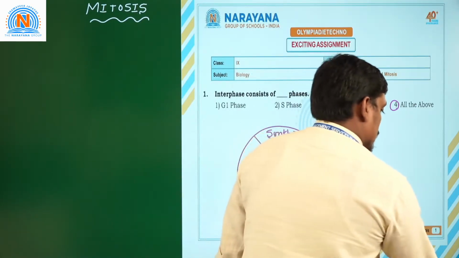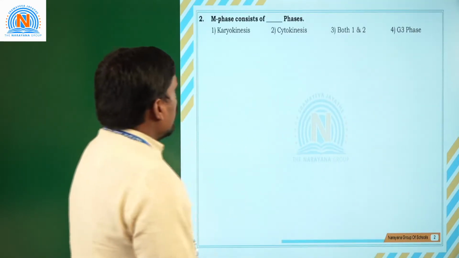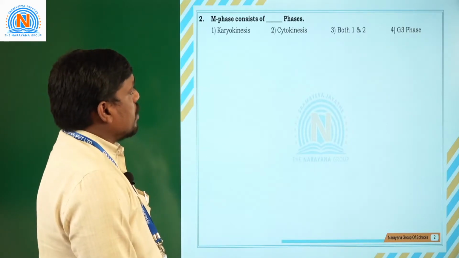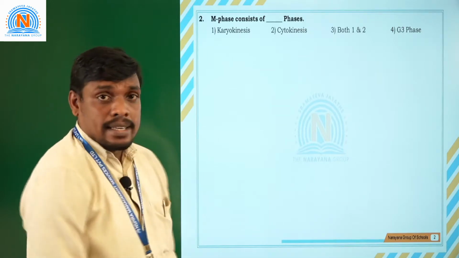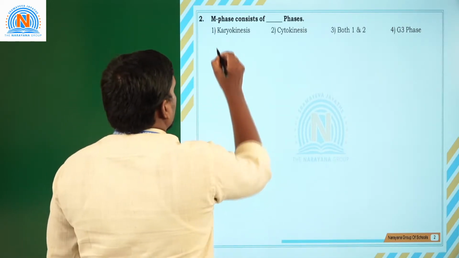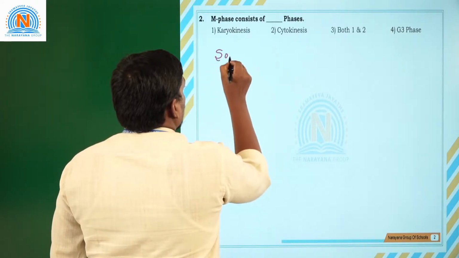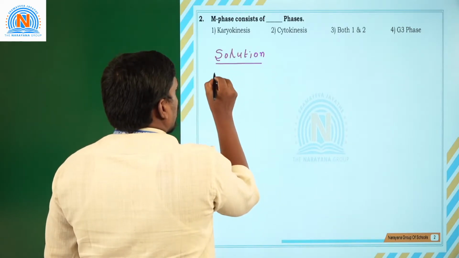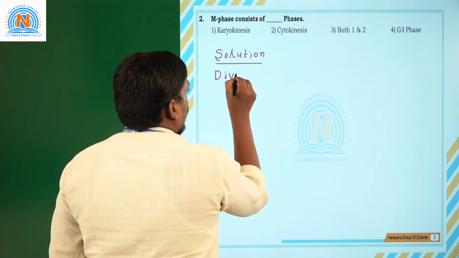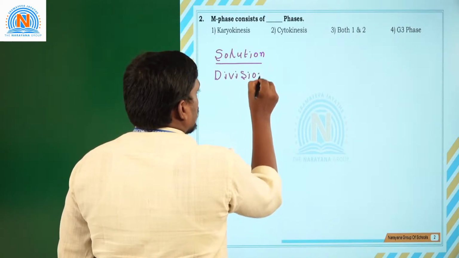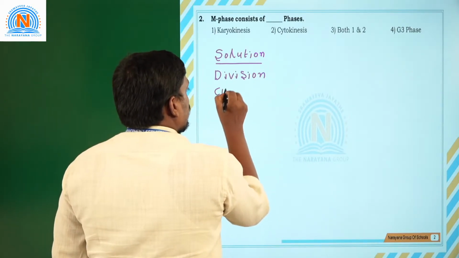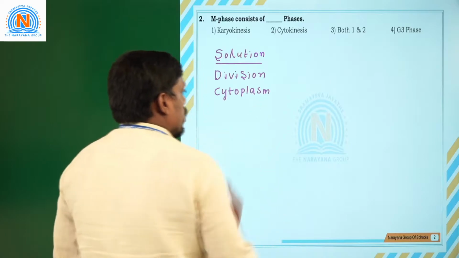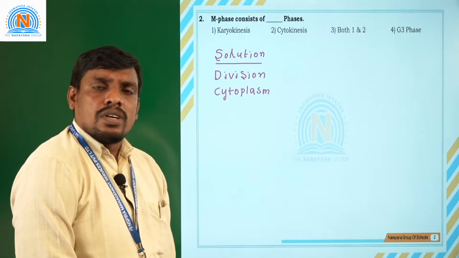Next question, students, let us see what the next question is. M phase consisted of dash phases. Mitotic phase or M phase consisted of dash phases. Let us see the solution. I would like to write it on the board. The M phase consisted of division of nucleus followed by division of cytoplasm and other cell organelles.